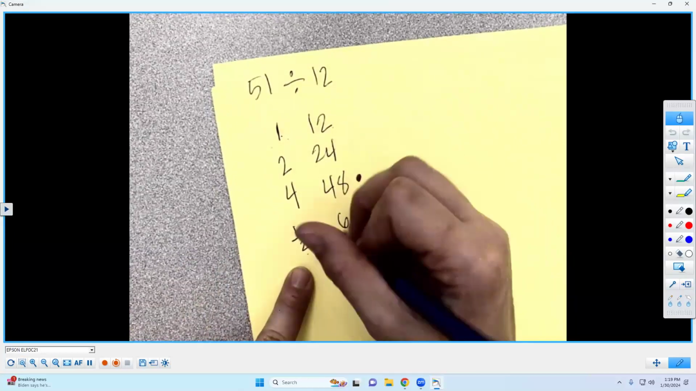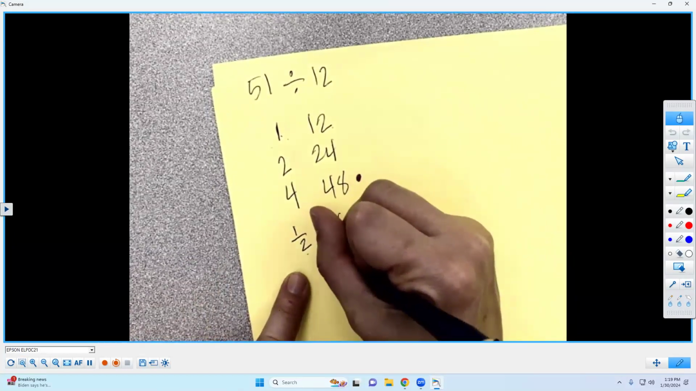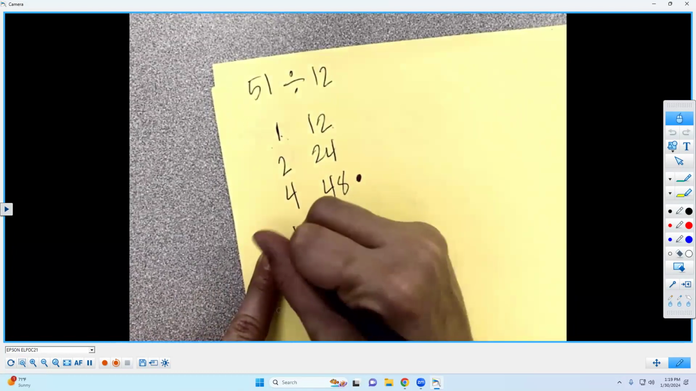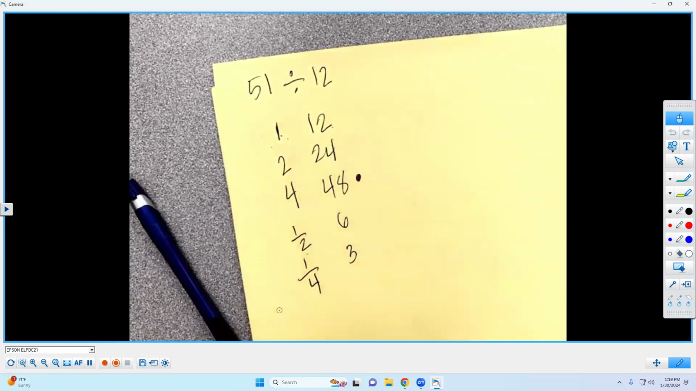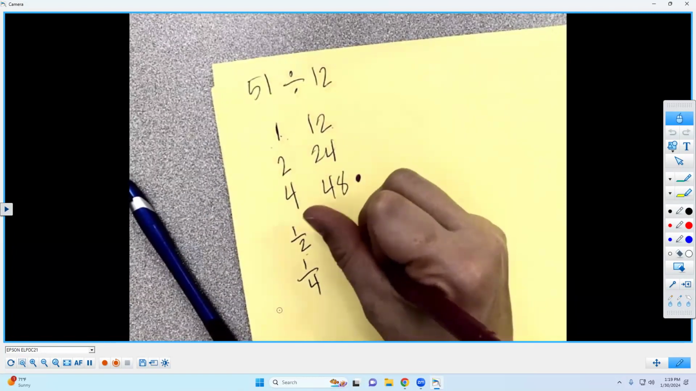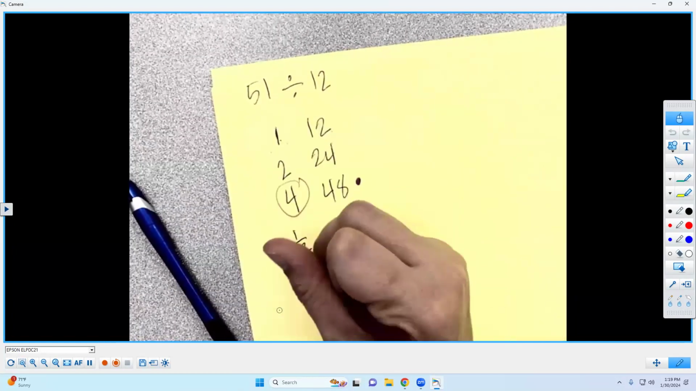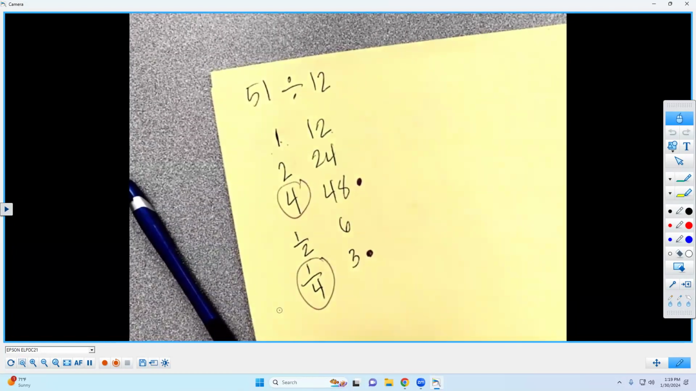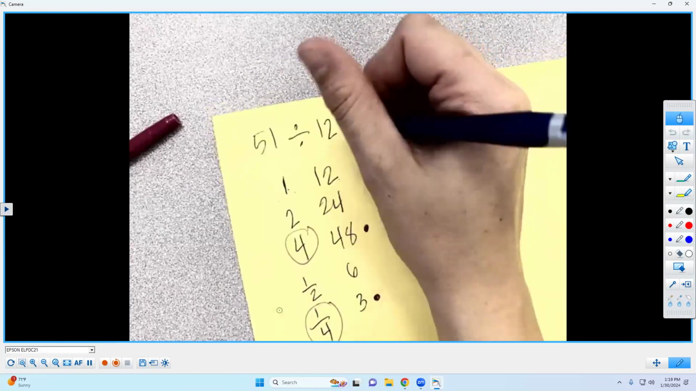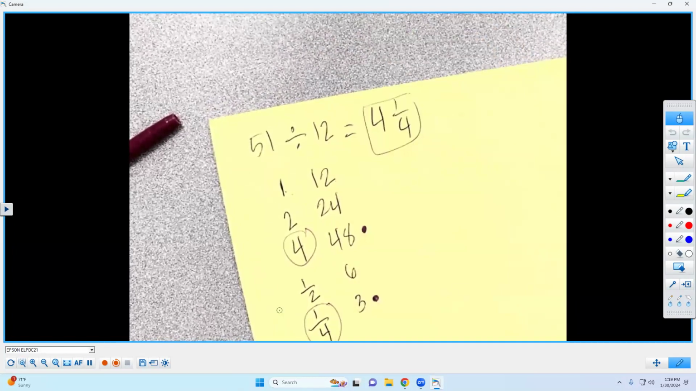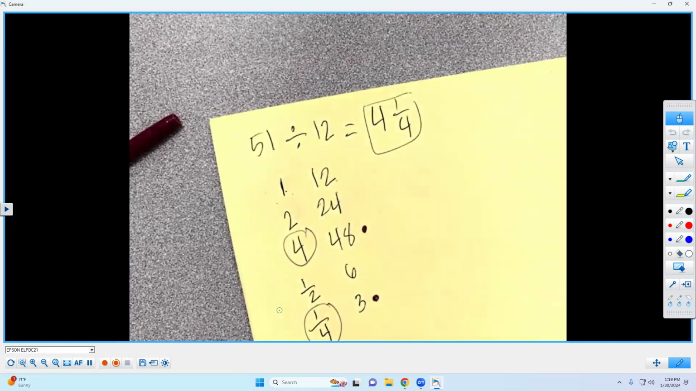That's still too much. So let's half it again. Half of 6 is 3. Half of a half, 1/4. And 51 is 48 plus 3. So my answer would be 4 plus 1/4. Does that make sense?